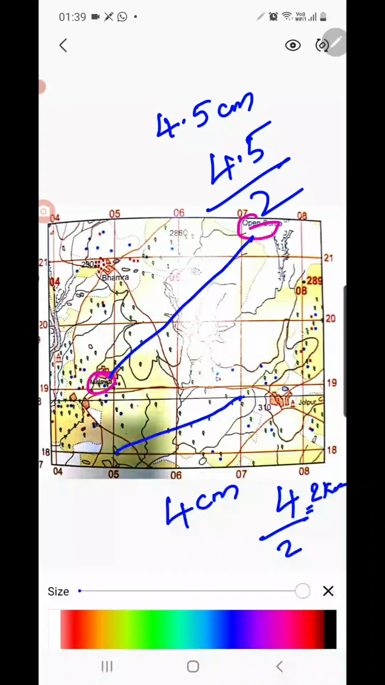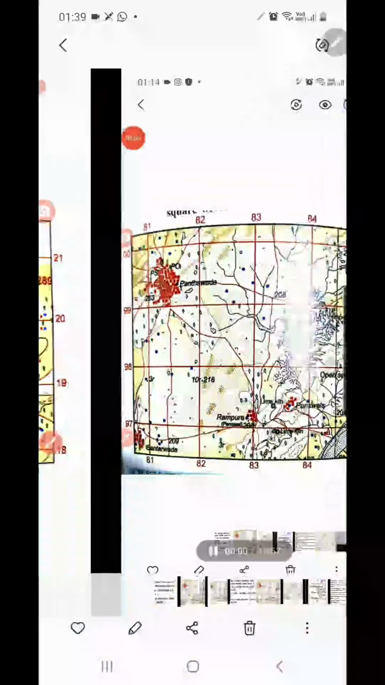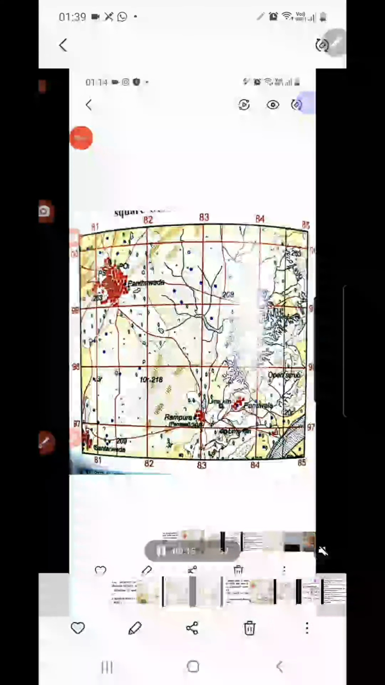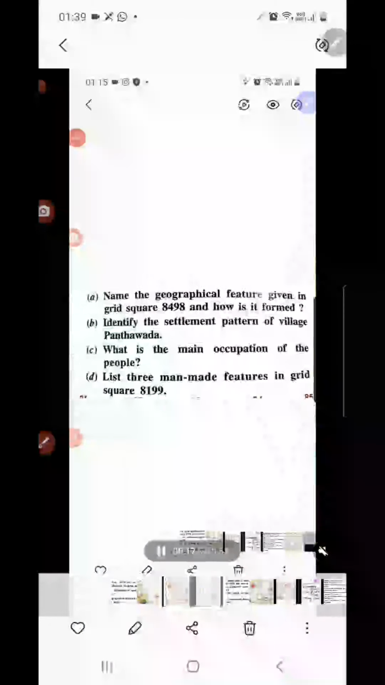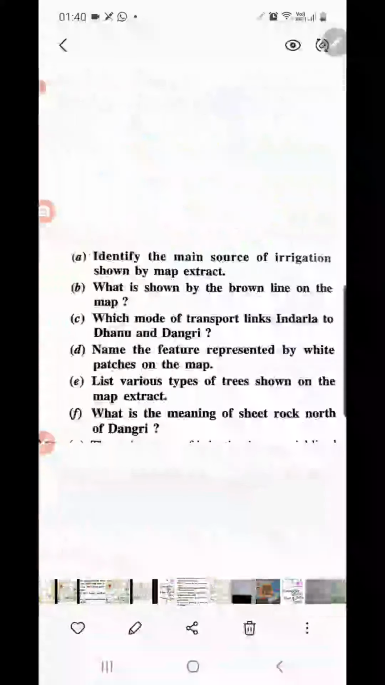Now what is the total area of this map extract? Now you know that 1 square is equal to 1 kilometer. So not this one. Let's see another one with perfect squares. Then we can easily measure. Okay, I'll tell you now. So find the area of this map extract.